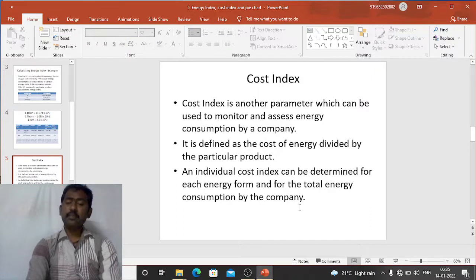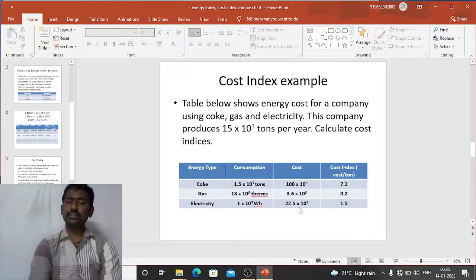Divided by the particular product. So the cost of the energy and how much product is. So an individual cost index can be determined for each energy form and for the total energy cost consumption by the company. By adding all those, we can get the total cost index.